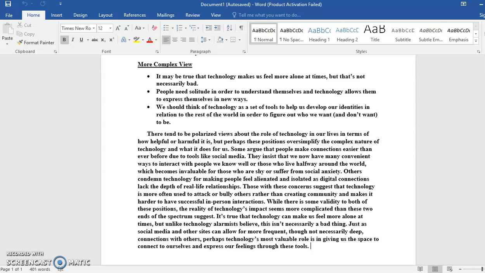There tend to be polarized views about the role of technology in our lives in terms of how helpful or harmful it is. But perhaps these positions oversimplify the complex nature of technology and what it does for us. So in that first sentence, I'm just trying to show the point of this paragraph, which is that it's not as simple as no, technology is good, or yes, technology is bad, right? It's more something in the middle of that.